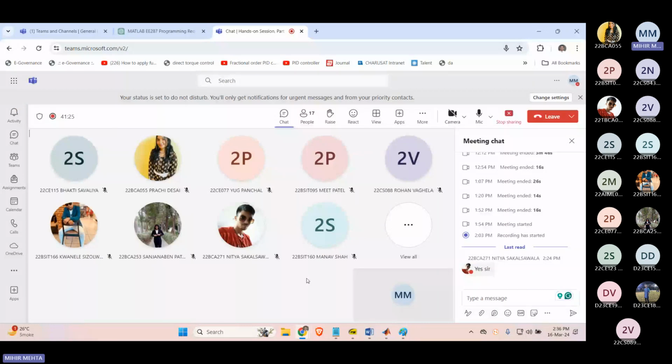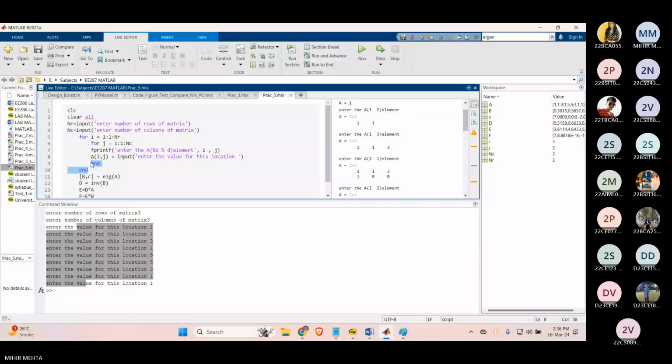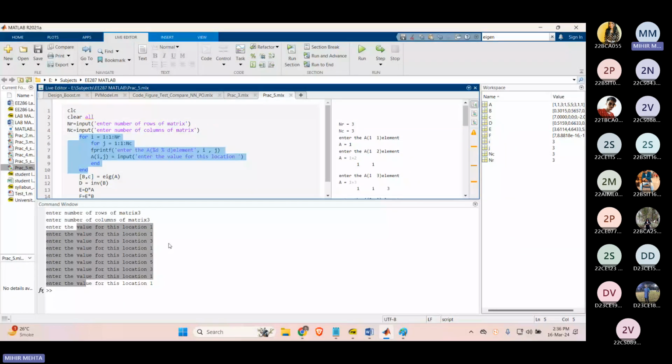We just have a 2 minute break. I want you to utilize this time and go through the code again.